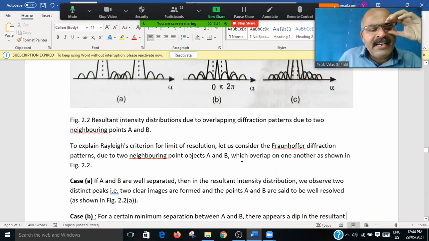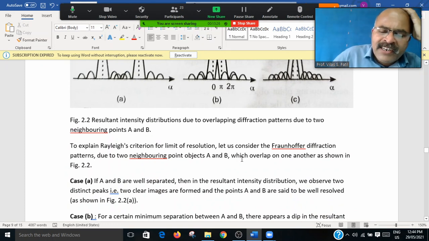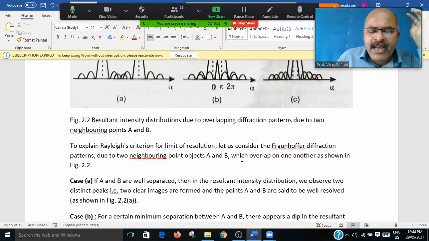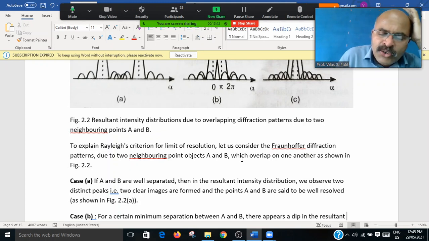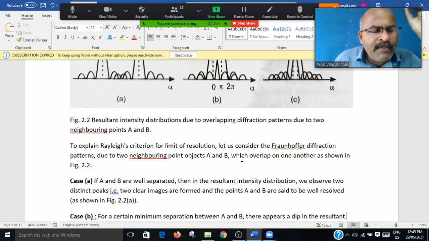To explain the Rayleigh criterion for the limit of resolution, let us consider the Fraunhofer diffraction pattern with two neighboring point objects A and B which are overlapped as shown. In case A, if A and B are well separated, then in the resultant intensity distribution we observe two distinct peaks, that is, two clear images are formed, and A and B are said to be well resolved.